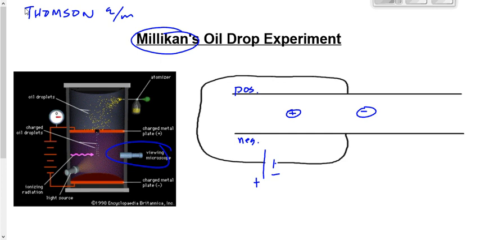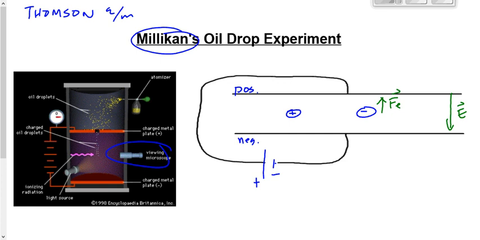What two forces would act on this negative oil drop? What's one? Good, the electric force. The electric field is downward here. The electric force on a negative particle is always what? Opposite to the field. So the electric force in this case would be upwards. What other force acts?